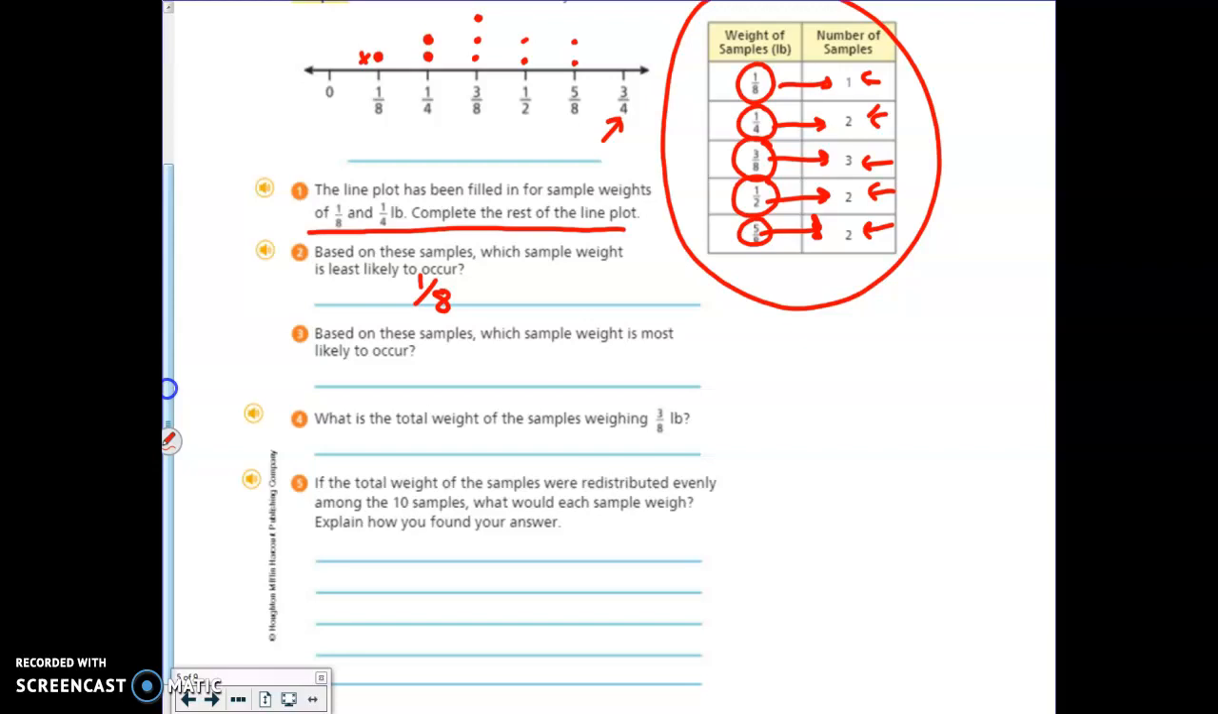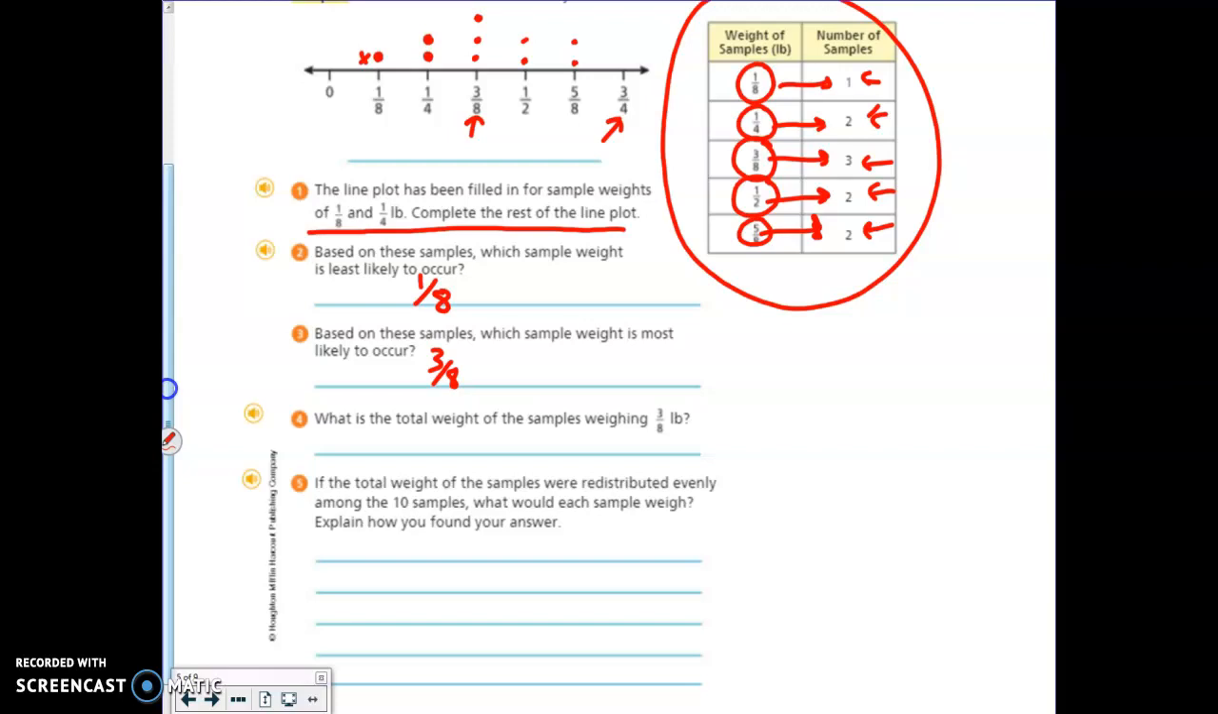So just like I talked about with the bar graph, which one sticks up the tallest and which one has the most dots? So as we look across here, we should be able to see that 3/8, guys, has 3 dots, and that is the only one there. So our answer for this problem is simply 3/8. That is the most likely to occur inside of our data set.